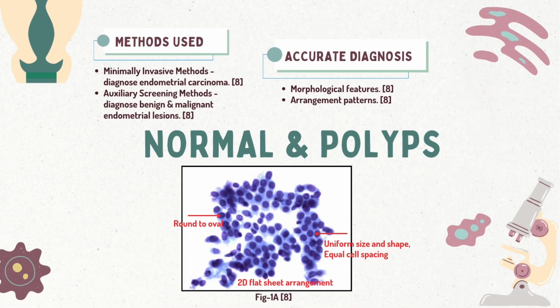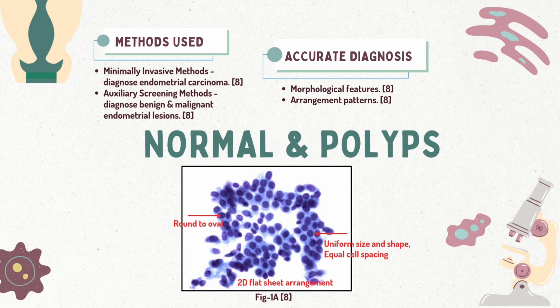The method that was used is the minimally invasive method that has a broad application in diagnosing adenocarcinoma, while there are no auxiliary screening methods for diagnosing benign and malignant endometrial lesions. To get an accurate diagnosis, morphological characteristics and arrangement of endometrial cells must be considered in the cytological screening criteria. Previous literature only focused on the morphological characteristics without the arrangement of the cells.